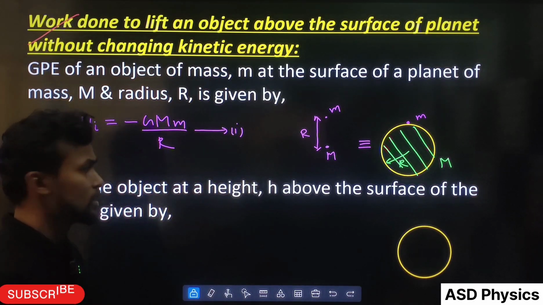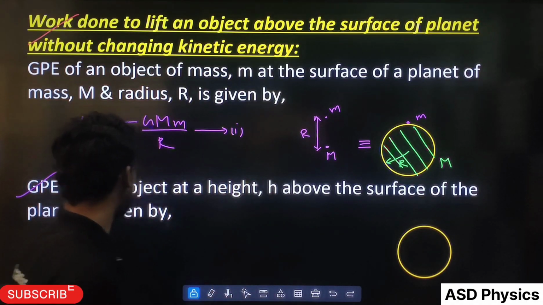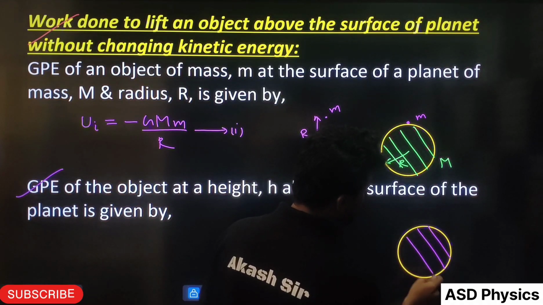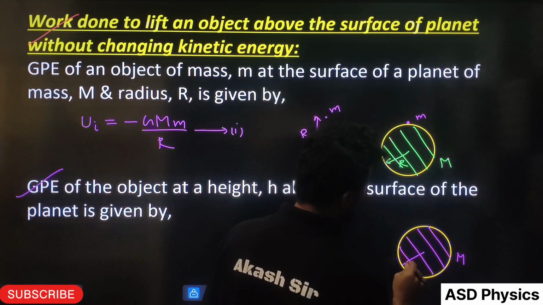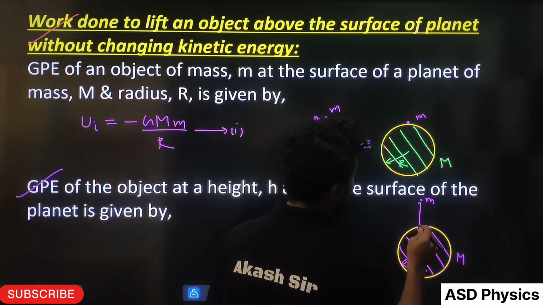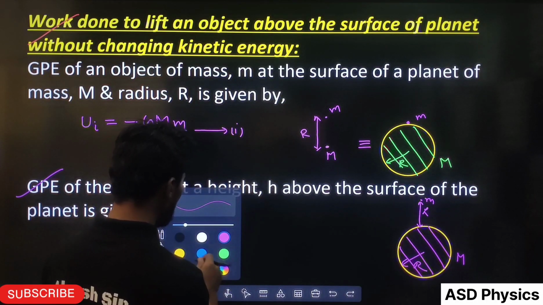Now, equation 1. Now students, the GPE of the object at height h above the surface of the planet is given by how much? So again, this is my planet, as I told you very well. Now the object is here. How much height? H height.